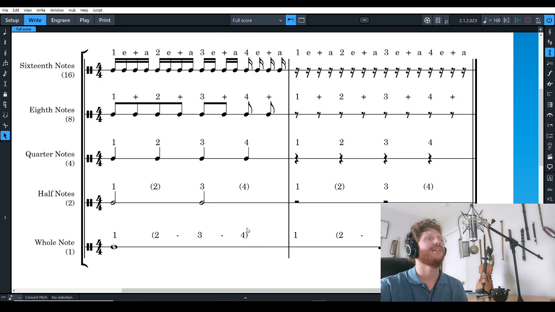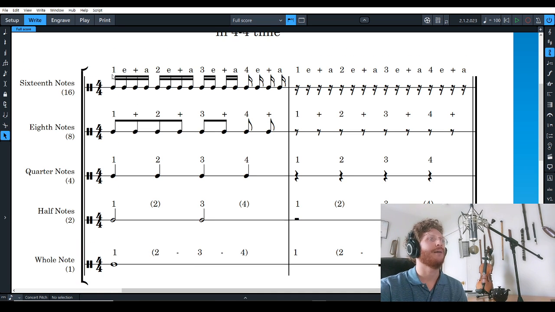So if we look at this chart now, everything's lined up. Our ones, twos, threes, and fours are now all lined up. So if I'm clapping my quarter note line and somebody else is clapping the eighth note line, we know that our countings are going to be lined up. We should clap one at the same time. We should clap two at the same time, three, four, and so on.